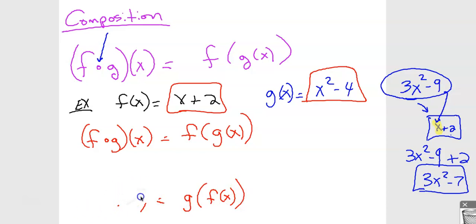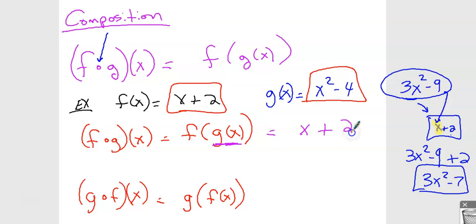I actually didn't write the original form here. So this would be like this. You've got to pay attention to which one you're putting into which one. So notice here you're putting g inside of f. Start with f. This is what f is. But you're replacing the x variable with all of g. So literally you're taking all of g and replacing the x. So this is literally x squared minus 4. And again, you have the plus 2. Then combine like terms, and that would be your final answer.